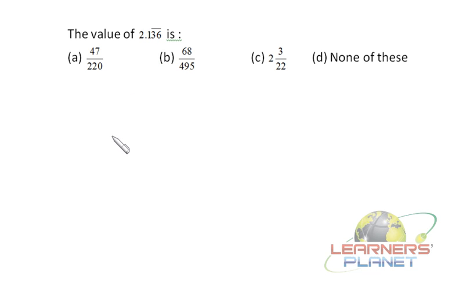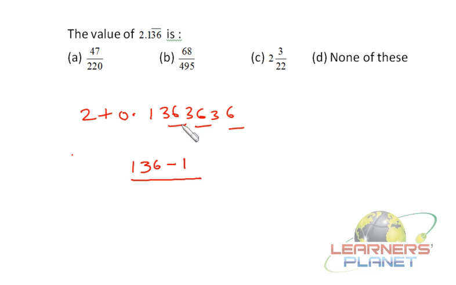Now let's see this problem. It is 2 plus 0.1363636, which means only 36 is being repeated. So it's 136, that is the complete number, minus the number which is having no bar, which is 1, divided by 99 for the 36 that is repeating, and a 0 for the number which is having no bar. So it's 135 by 990.